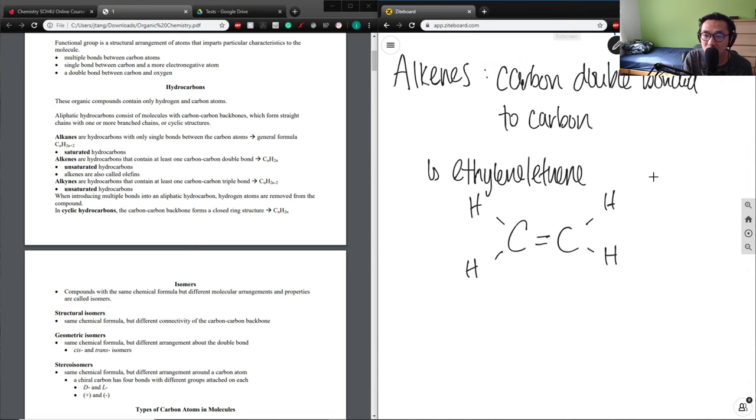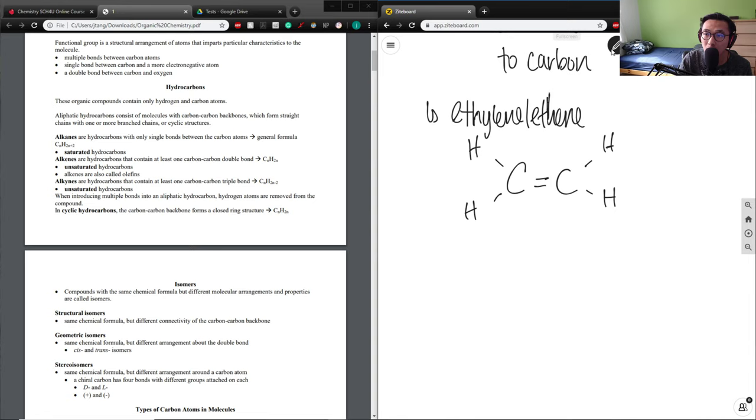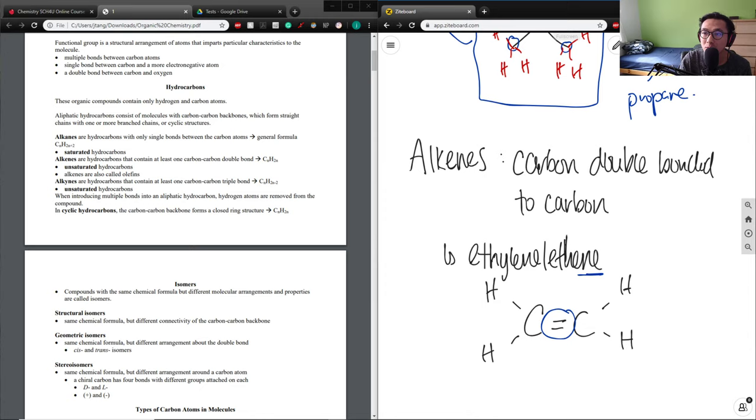So in this case, I have ethene is my naming of this compound. And as you can see, I have a carbon double bond into a carbon. So this is a big giveaway that it's an alkene, A-L-K-E-N-E. This E-N-E gives it away that it is a double bond. So let me highlight that in blue here.